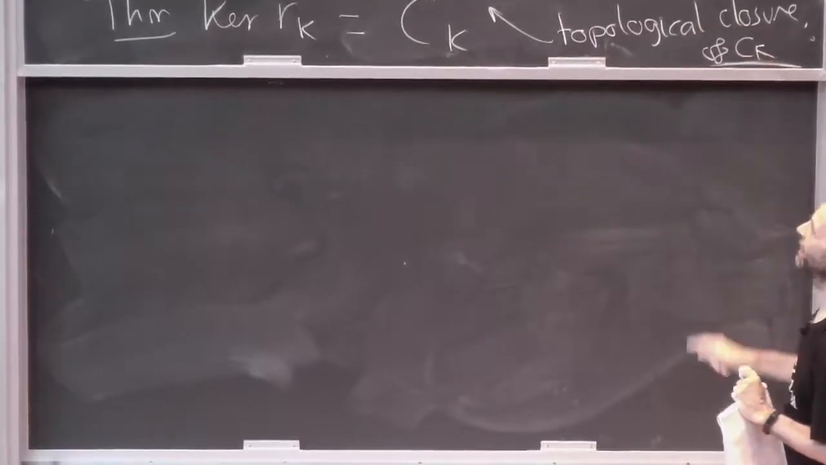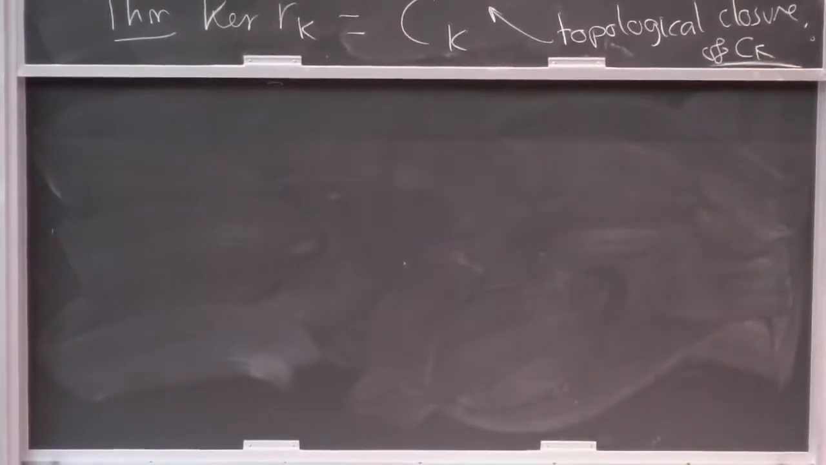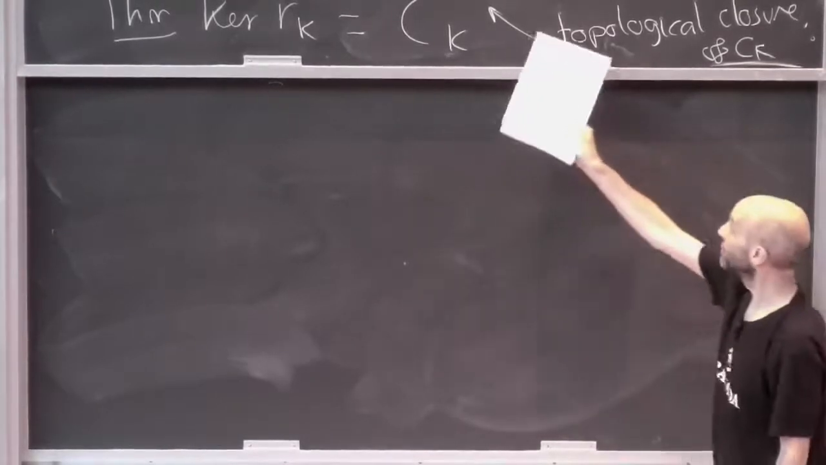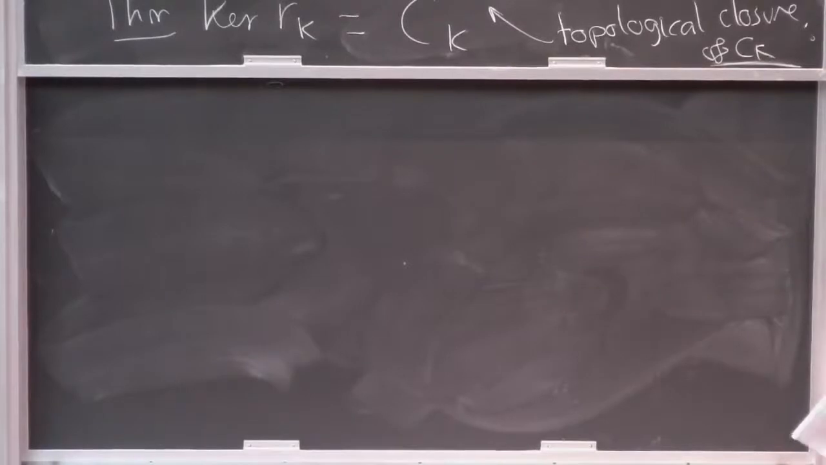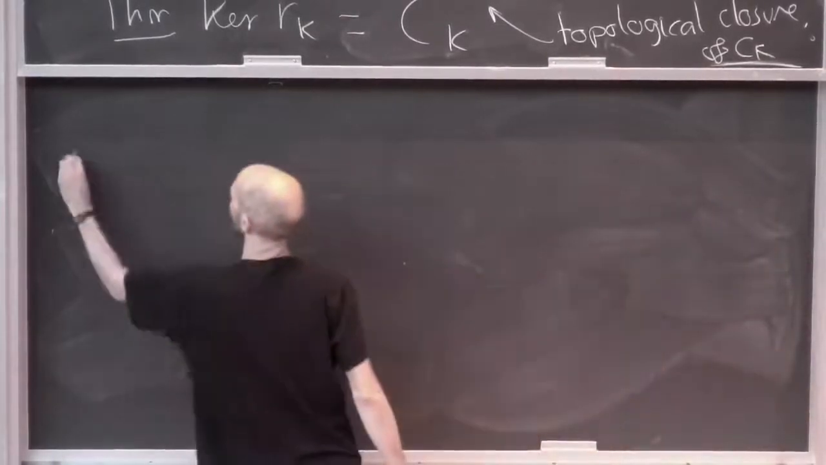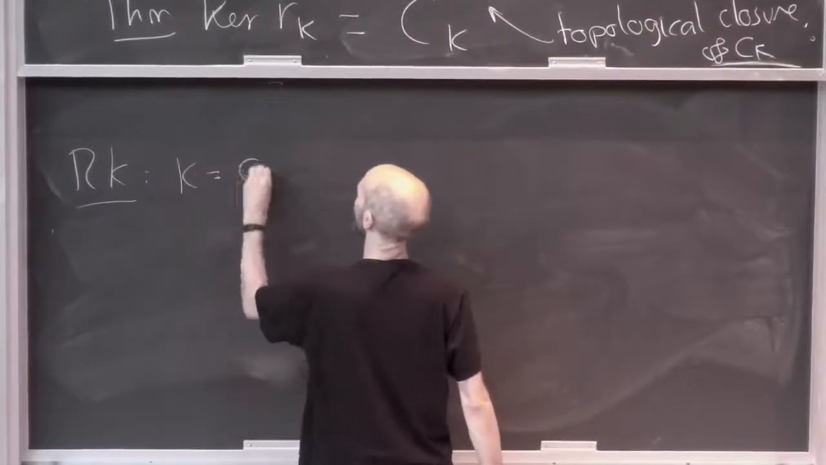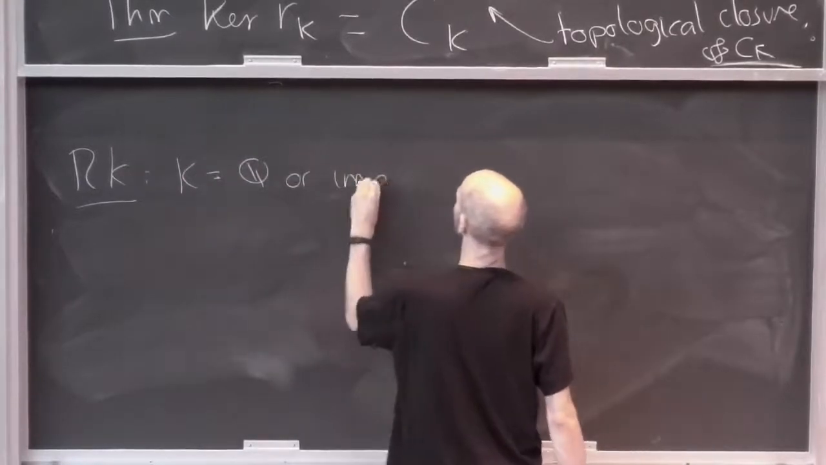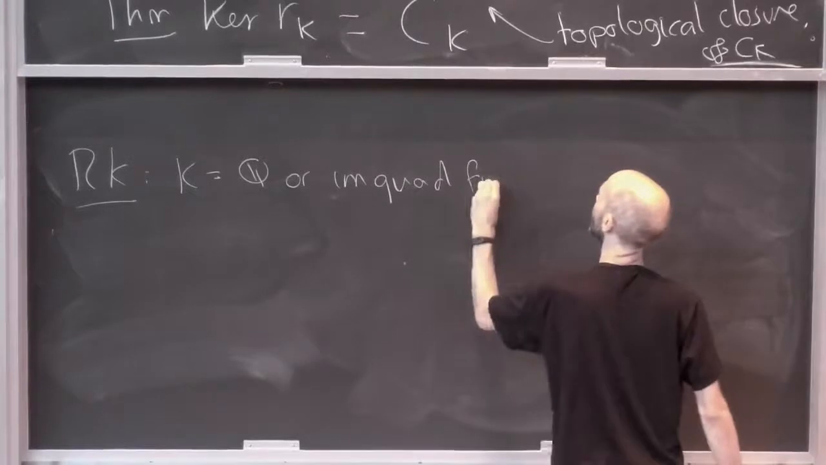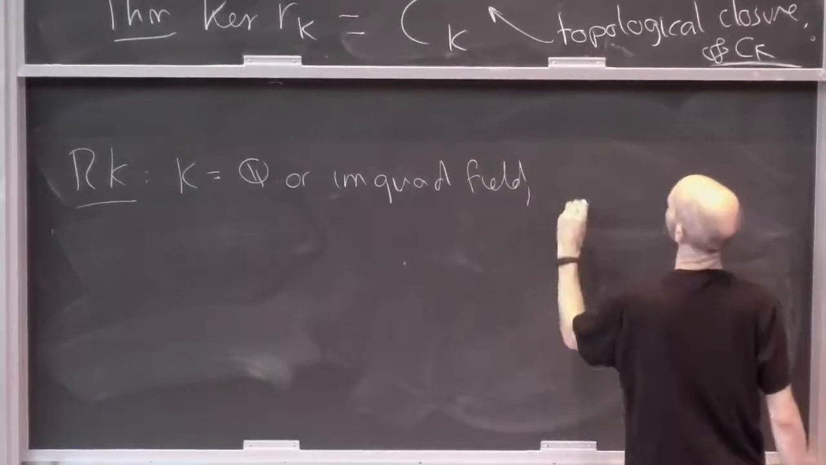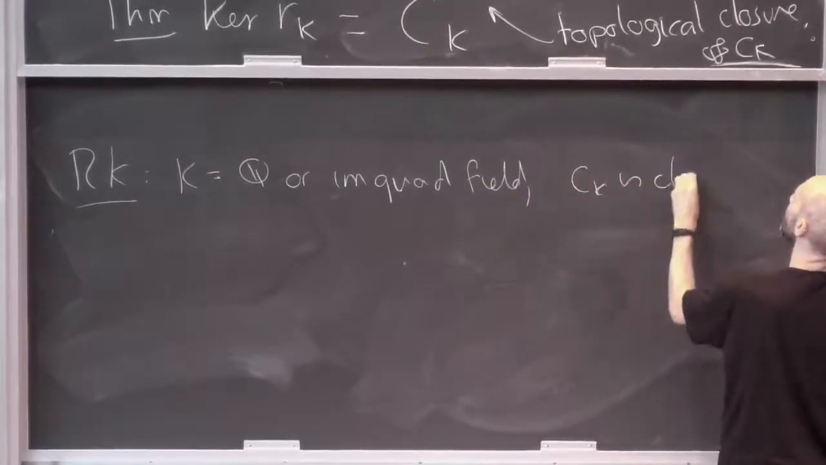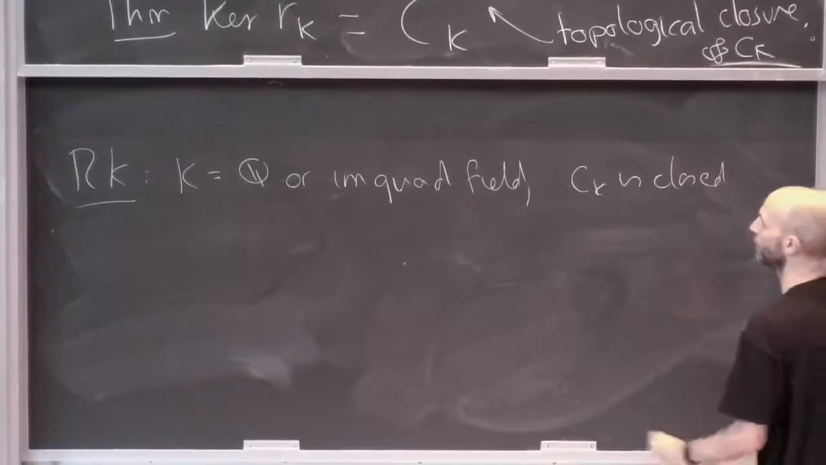And then you talk to Florian Herzig, and he shows you an explicit example of a real quadratic field for which this is not closed. So you do have to take the closure. So I'll make some remark. As we'll see, if K is Q, or an imaginary quadratic field, then it turns out that CK is closed, but not in general.